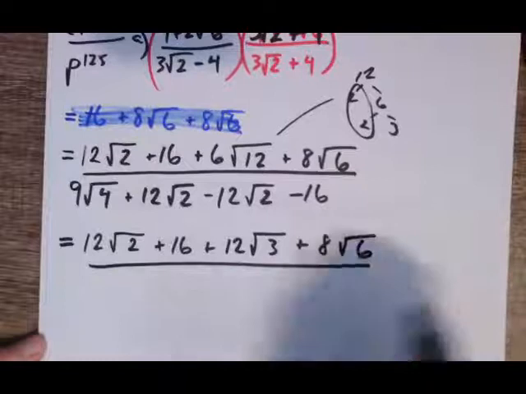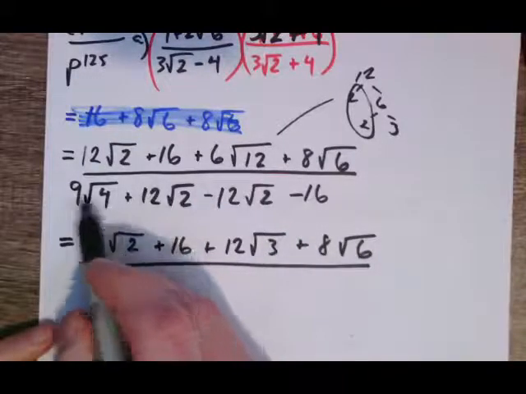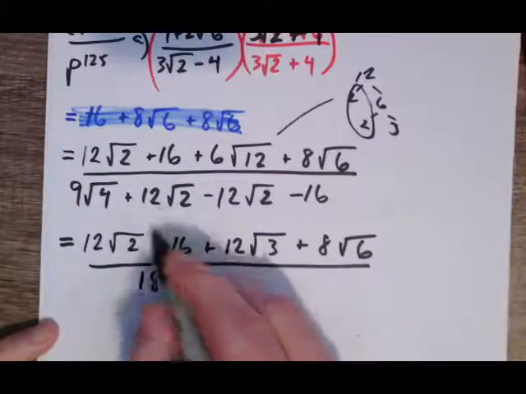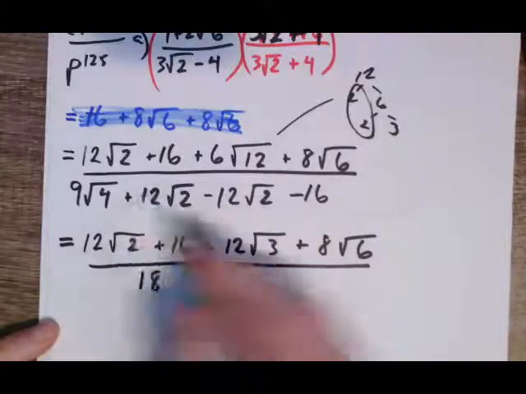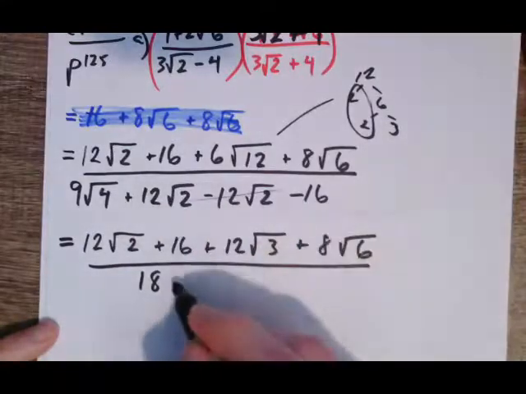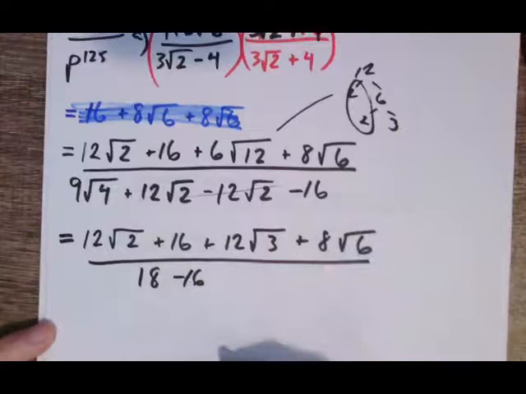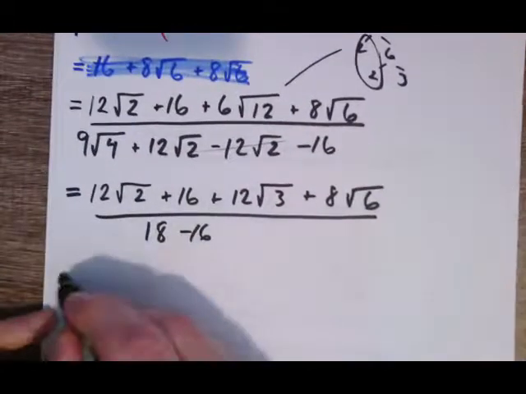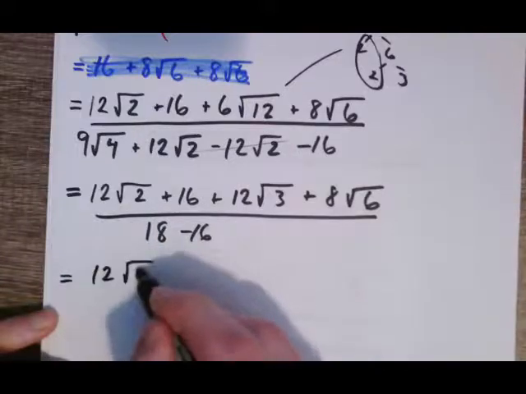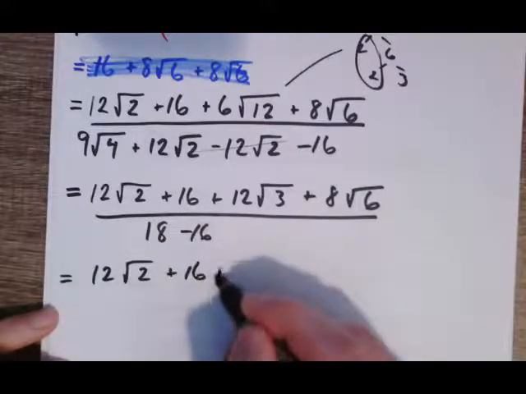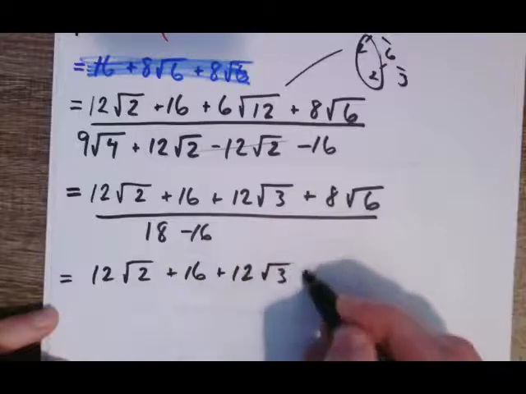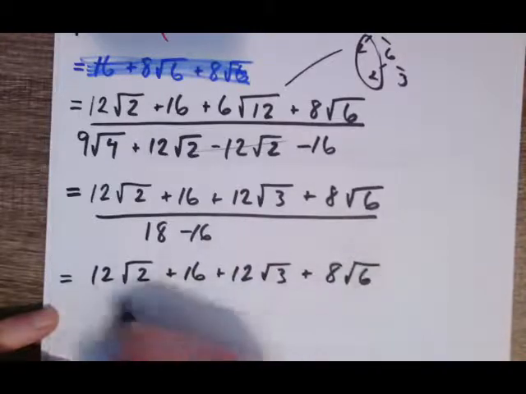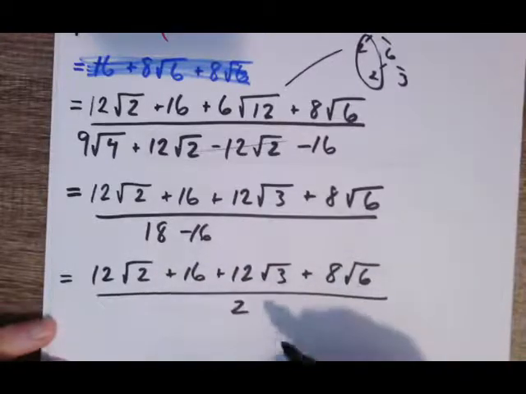Now the bottom. Root of 4 is 2, 2 times 9 is 18, plus 12 root 2 minus 12 root 2, those guys cancel, minus 16. So this whole thing's going to be over 2, which means you're going to be able to do some canceling. So it equals, sorry I keep writing this, I said I would do every step, all over 2.